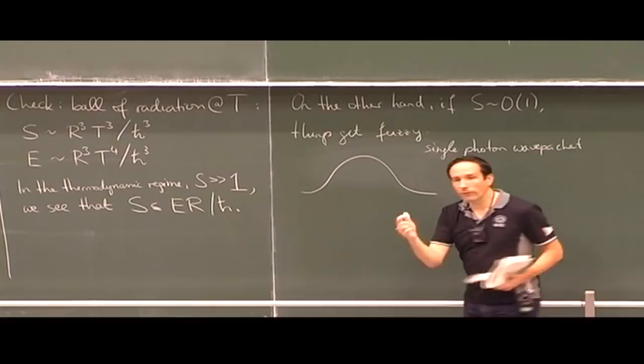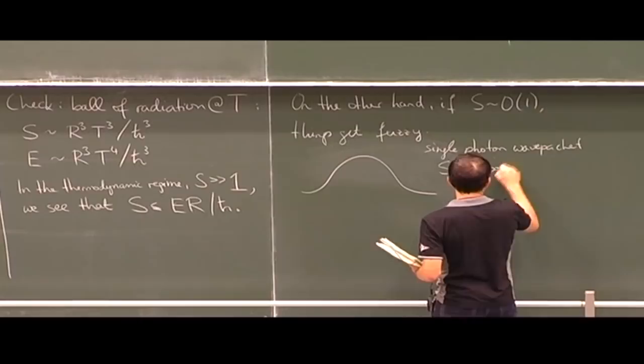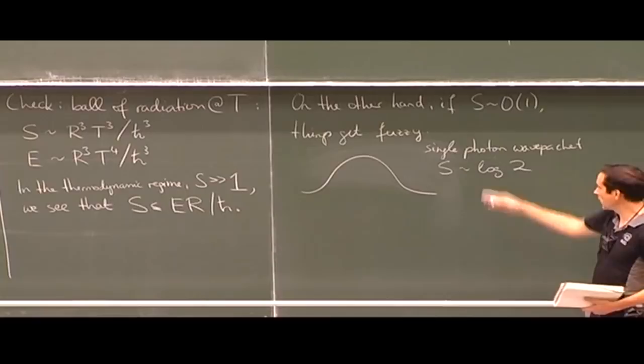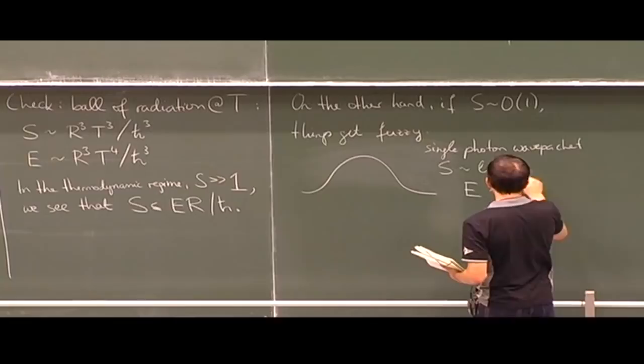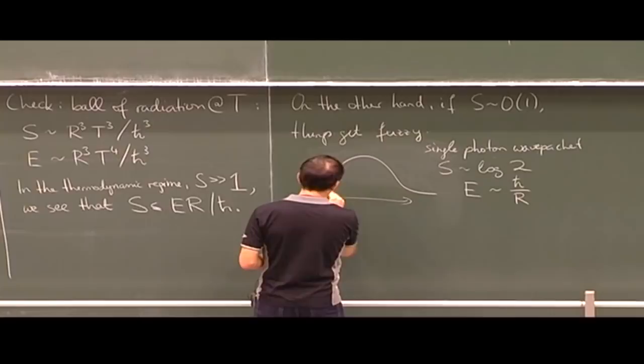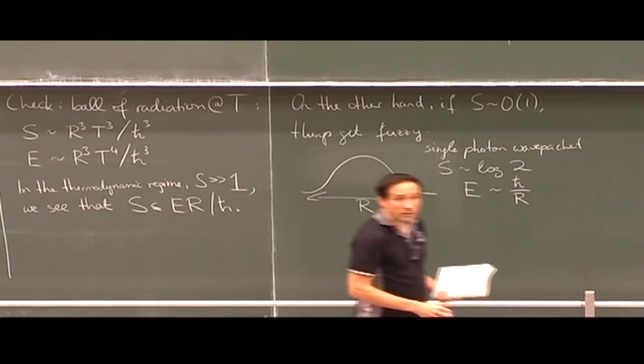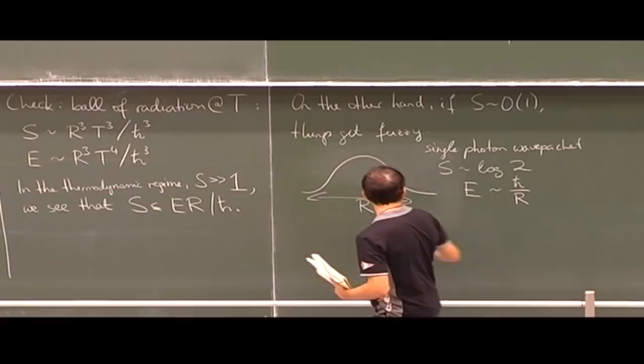Okay, if you have a single photon, it can have two states of polarization, so the entropy is about log 2. Maybe there's more because it can move in different ways if we make the box a bit bigger, but the entropy is going to be of order 1 in this particular regime. And the right-hand side, the energy of such a photon wave packet is of order ħ over r, where r is the wavelength now, right? We've arranged things so that the wavelength is as big as the box. And so the right-hand side here is also going to be order one.